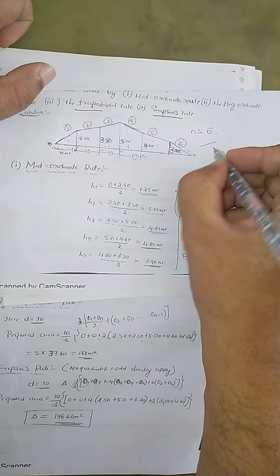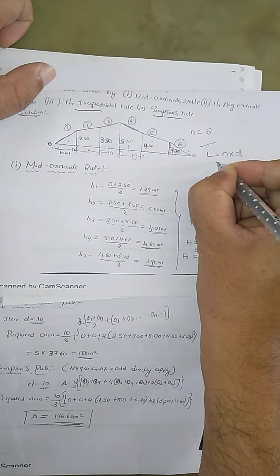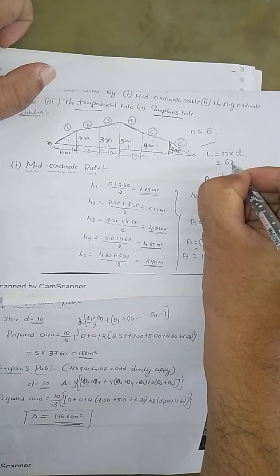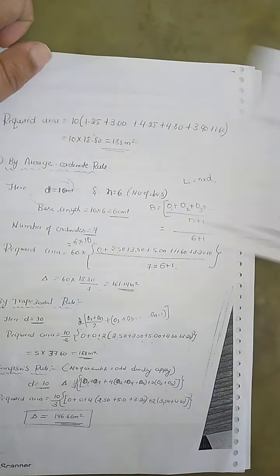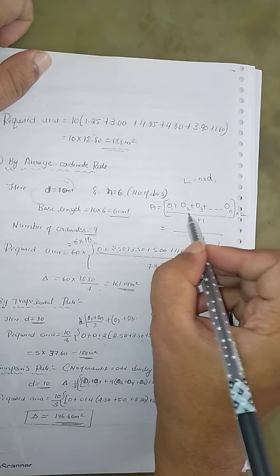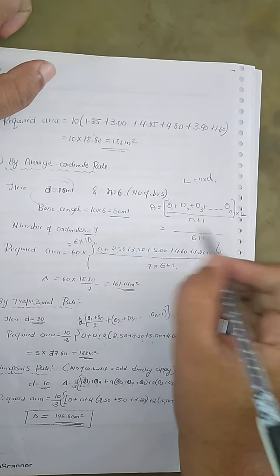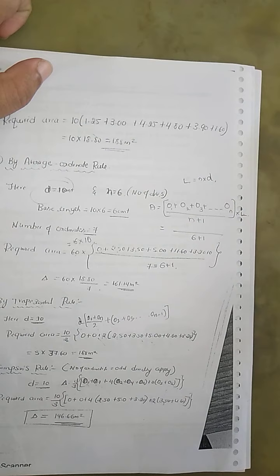Now L is equal to n into D. What is the total length? L is 6 into D, the distance, so L stands for 60. Now we have taken L as 60. What is your formula? (O1 plus O2 plus O3 till On plus 1) divided by (n plus 1) into L. N is 6, so 6 plus 1, into L which is 60.